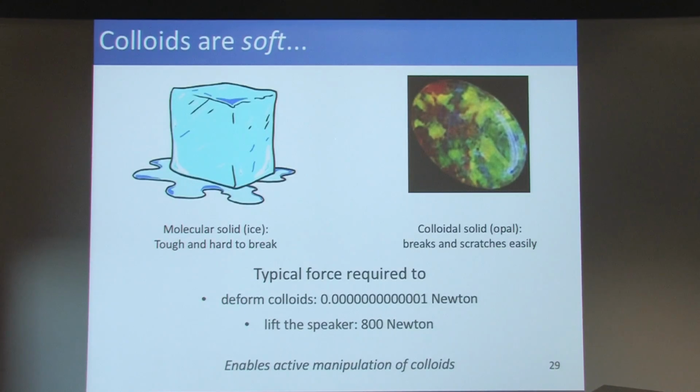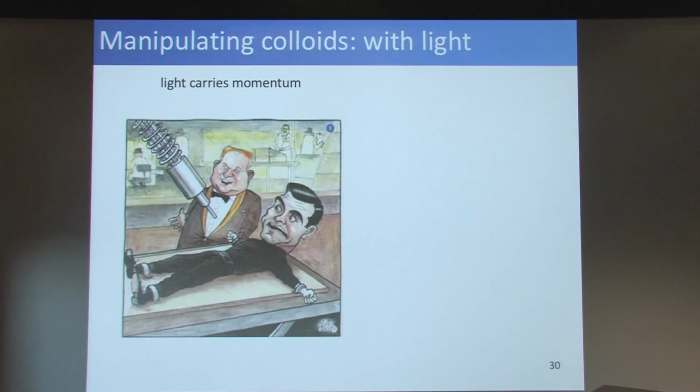We can use electric fields, we can use magnetic fields, we can use flow. But in this talk, I'm just going to show you how we can use light to do this. You can manipulate colloids with light, because light carries momentum. And this is James Bond in Goldfinger, and he knows all about why light carries momentum. I don't know who's seen the movie, but it's not quite that bad.